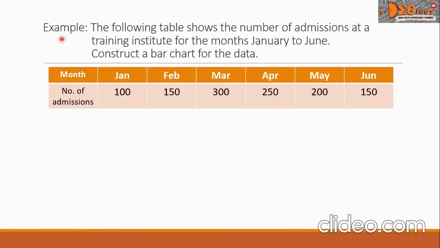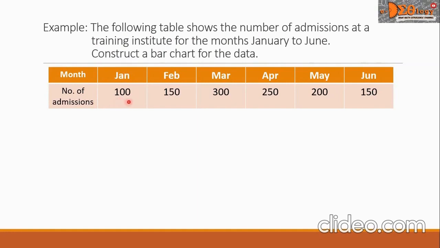Let's have an example. The following table shows the number of admissions at a training institute for the months January to June. Construct a bar chart for the data. We have a table here with 2 rows. The first row is for category month, and the months are listed January, February, March, April, May, and June. The second row is the number of admissions, or we can say the frequency.